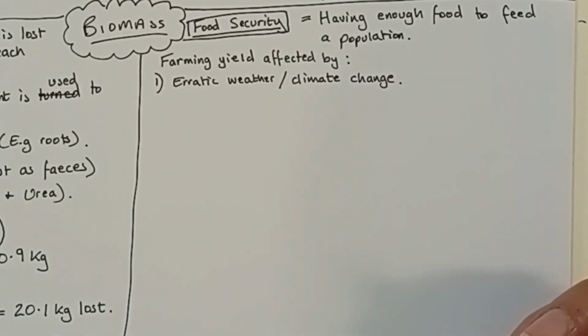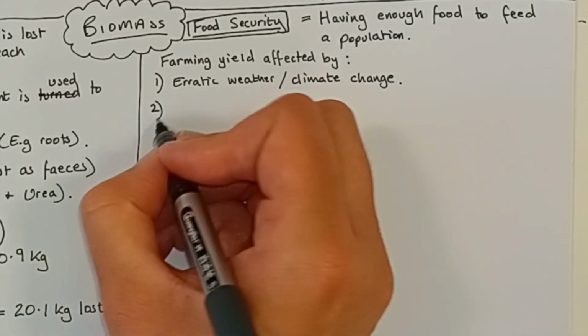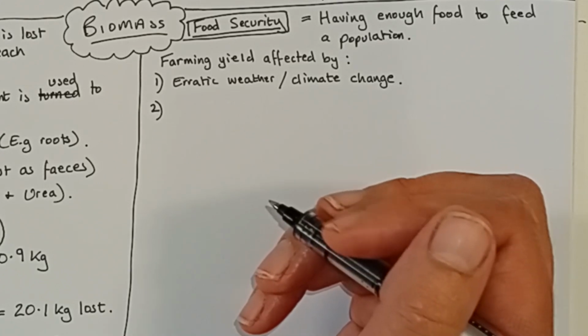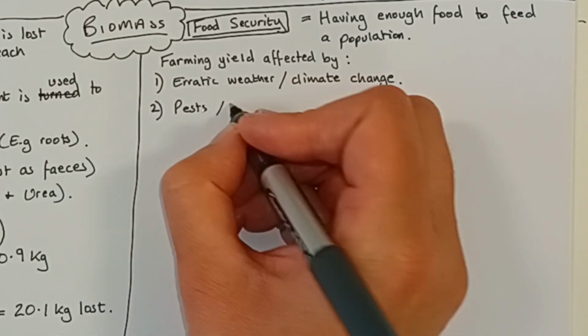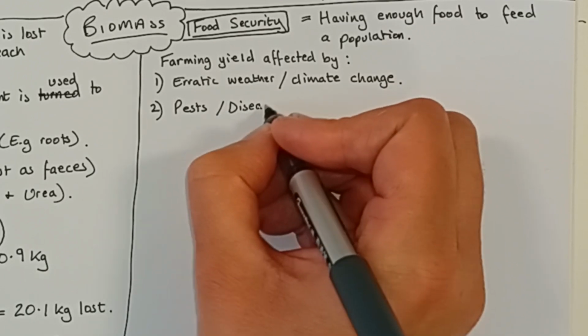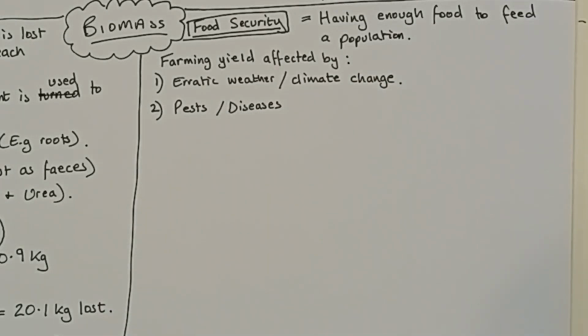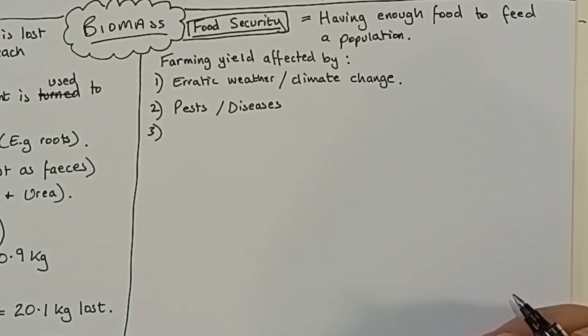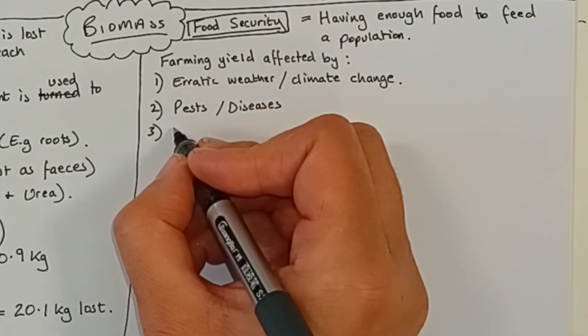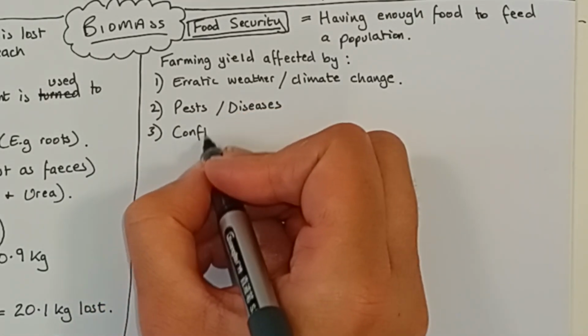The next thing that's going to affect it is the presence of pests or diseases. Remember that plants can get diseases. So you know about tobacco mosaic virus and rose black spot as an example of a viral and a fungal disease of plants. They're also affected by socio-economic things like conflicts and war.